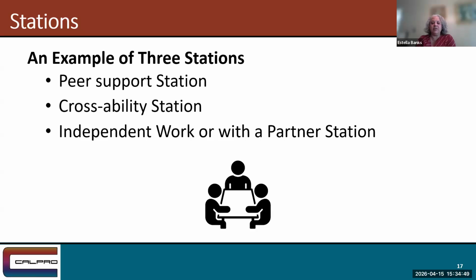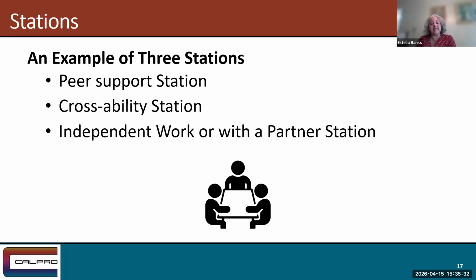If you're coming from K through 12, you're probably familiar with the term stations. In adult ed, these are some examples of how you could use stations. For example, peer support, where students work together on the same task, and that one would be more of a like-ability group. You could do a cross-ability station, where students are doing the same task but at different levels or different roles, for example the note taker, the speaker, etc. You can also do independent work, or partner stations.